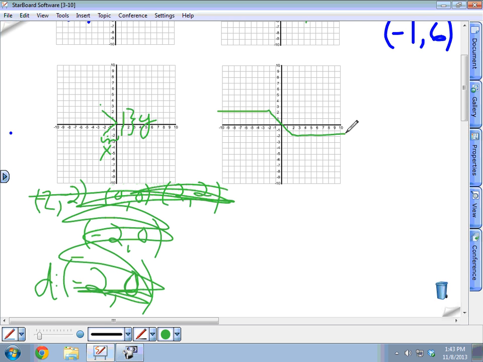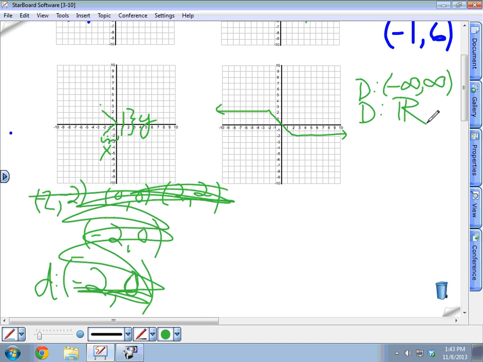My domain here is all x's. Notice there's an x in every value. It goes on. So my domain is from negative infinity to infinity. All numbers x. I have an x forever. You see there's little arrows there. Those arrows tell you it goes on forever. So the domain is all real numbers. Does everyone see that? Yeah.